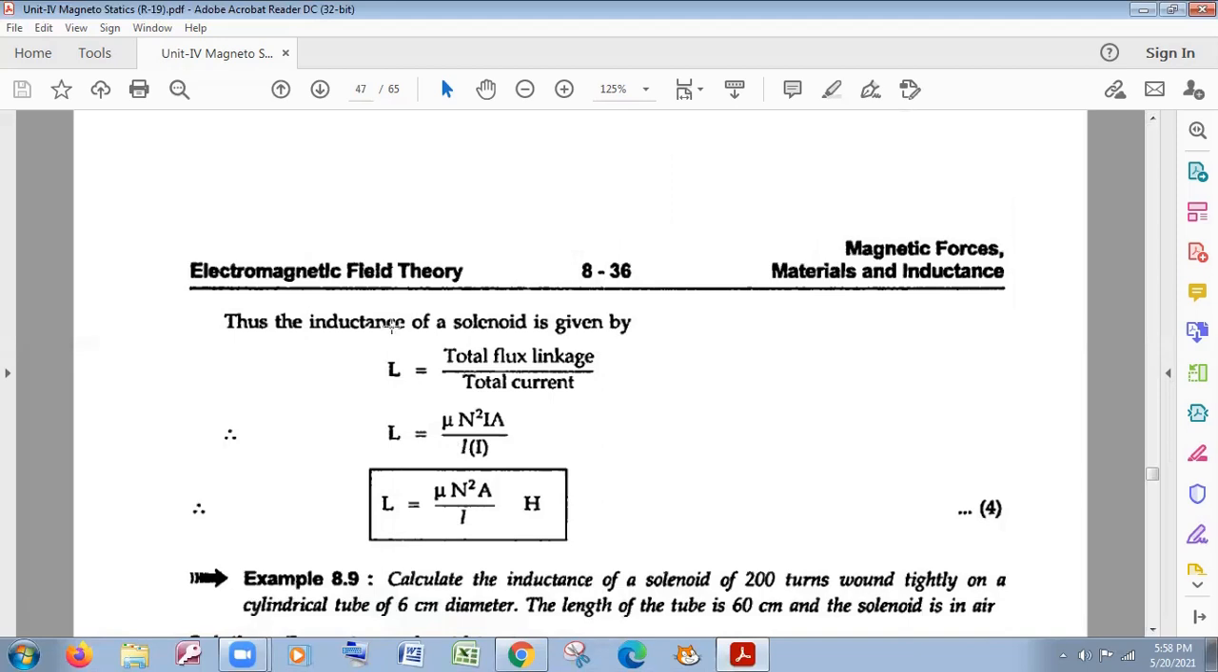L is equal to, this is for the solenoid, my students. For the solenoid, total flux linkage by the total current gives L. Total current is I, and total flux linkage we got as mu N square I A by l. I gets cancelled. L is equal to mu N square A by l, where N is the number of turns and A is the area of the solenoid. The solenoid looks like this. It is a solenoid with the length l.